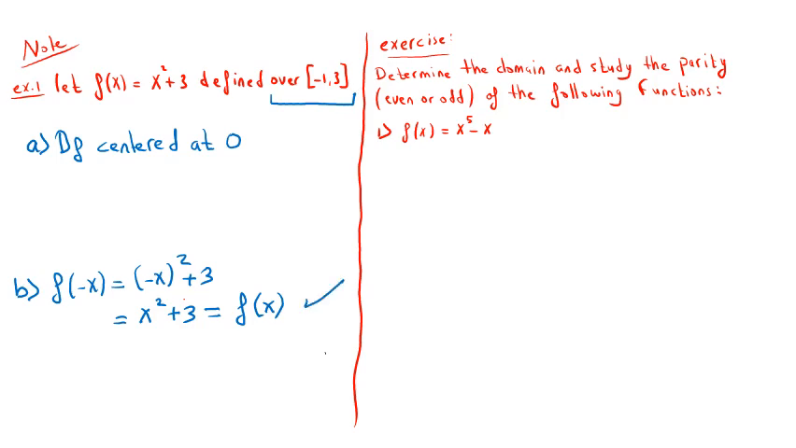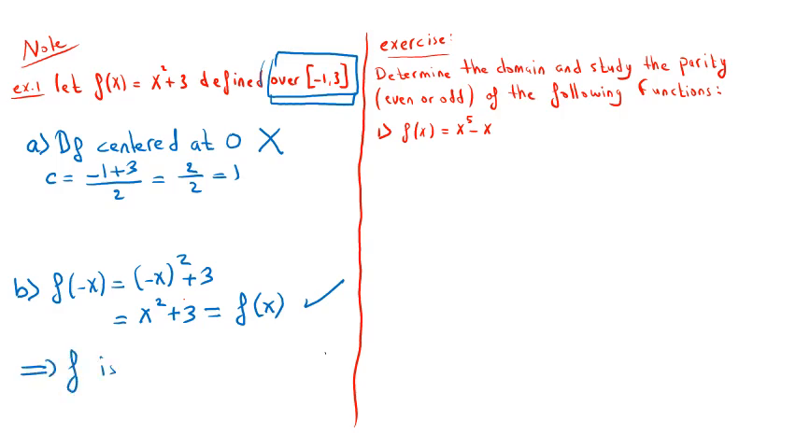Here we can't say that f is even, since this interval, which is [-1, 3], to find the center of this interval, it is minus 1 plus 3 over 2 equals 2 over 2, it's equal to 1. It's not centered at 0, then this function is not even. So to have a function even or odd, the two conditions should be verified.